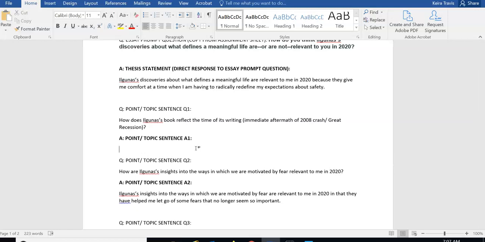If you have a thesis and topic sentences in place, or at least tentative ones that you can edit and refine, you're really kind of in good shape. You've got the brain and the spine, so to speak, of your argument. Okay, I hope this was helpful.